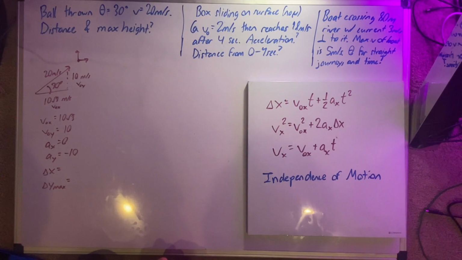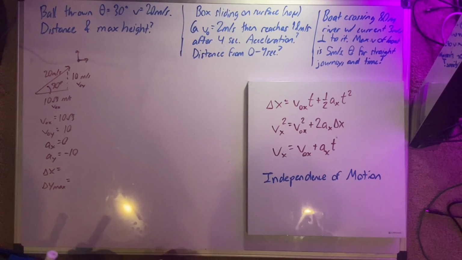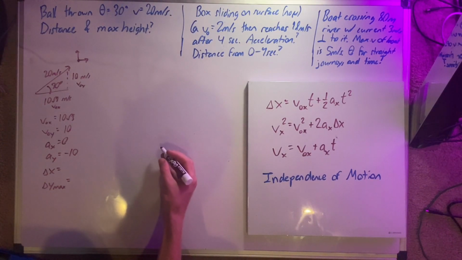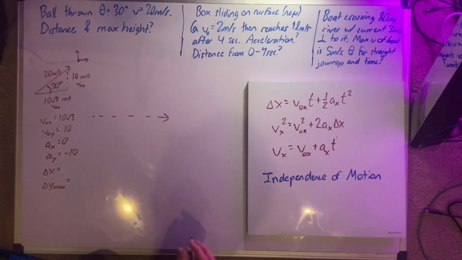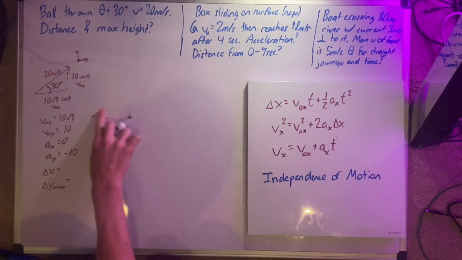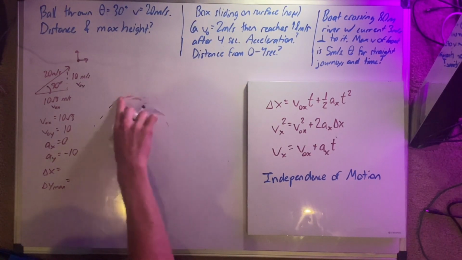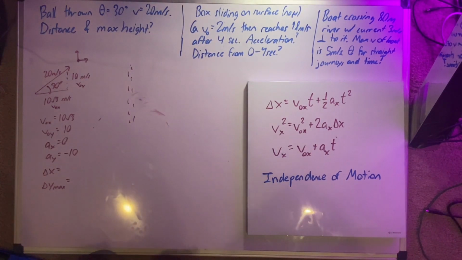Because if we try to solve for distance immediately and go straight to the equation for v naught x, then there's nothing that pulls us back down to Earth. So for all the ball knows in the x direction, it will move this way for all eternity. But in the y direction, it would go up and then back down, if you're talking about independence of motion.